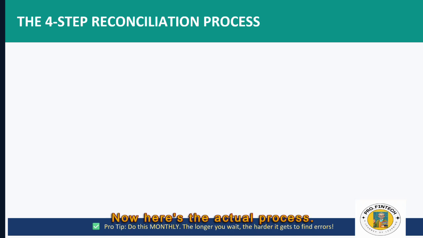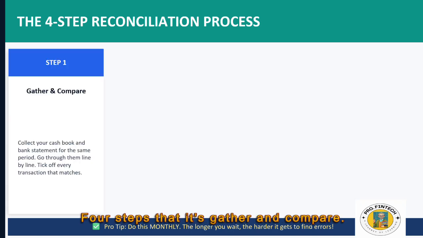Now here's the actual process, 4 steps. First, gather and compare. Pull out your cash book and your bank statement for the same time period. Go through them side by side, line by line, for every transaction that happens in both. Put a tick mark. These matched items are done. You never need to worry about them again.